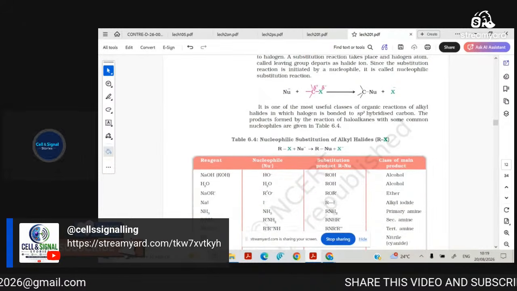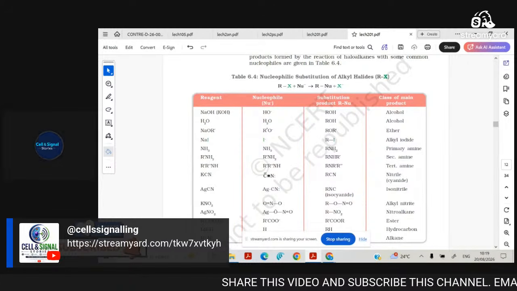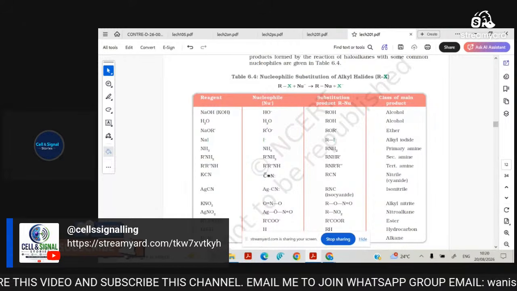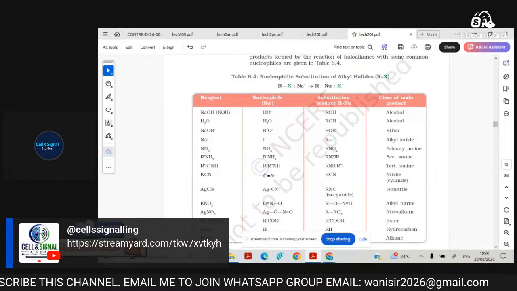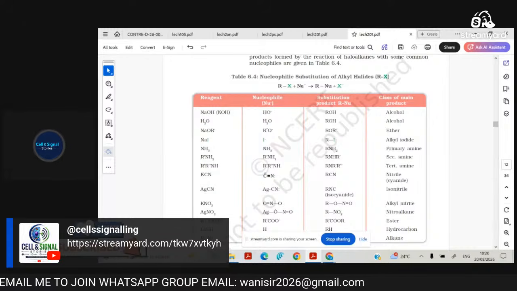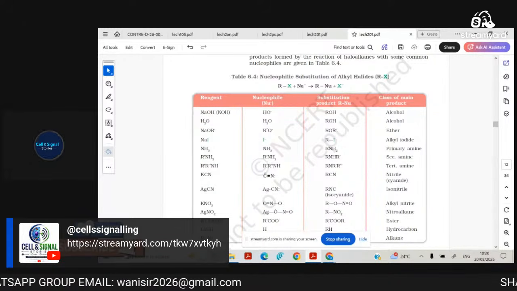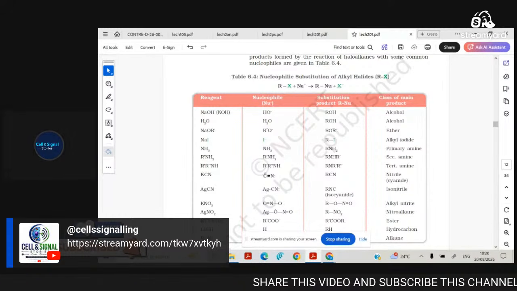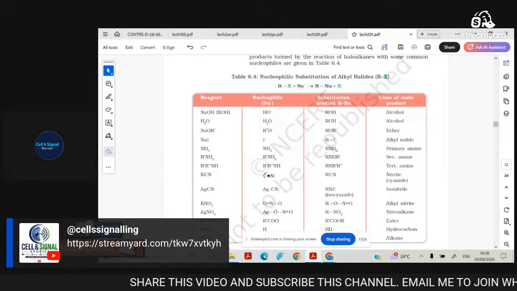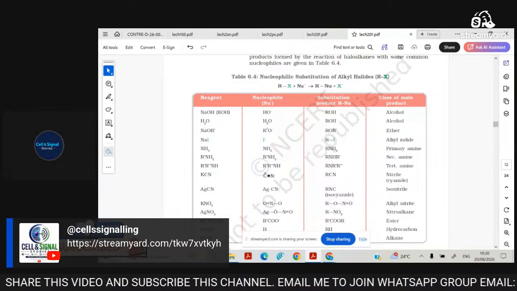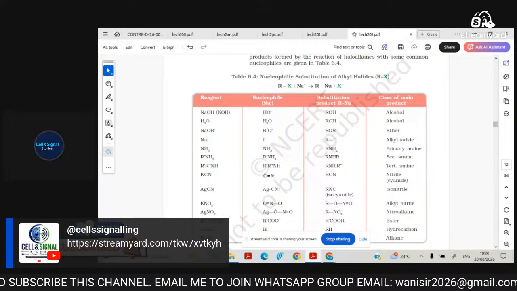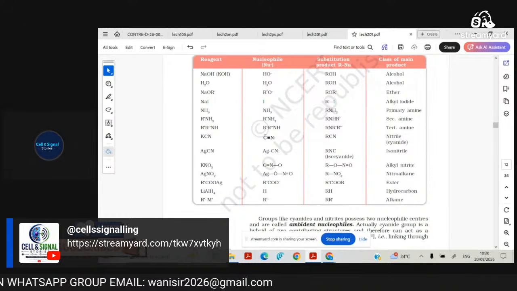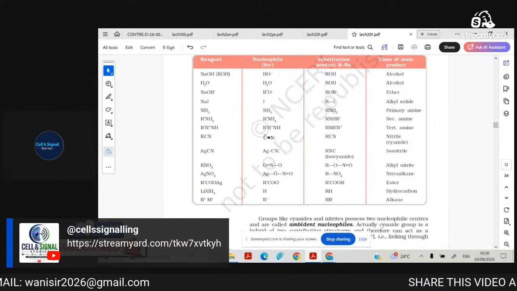If you are confused about what the nucleophiles are, the substrate and products are also written here. You must go through them. NaOH and KOH give OH as a nucleophile. Water is also a nucleophile. NaOR, where OR is also a nucleophile. NaI, that is iodide, is also a nucleophile. And ammonia is also a nucleophile. The main products are alcohol, ether, alkyl halide, secondary amines, tertiary amines, and isonitrile. Go through this table and you will understand. With LiAlH4, the hydride ion is the nucleophile and it forms a hydrocarbon.